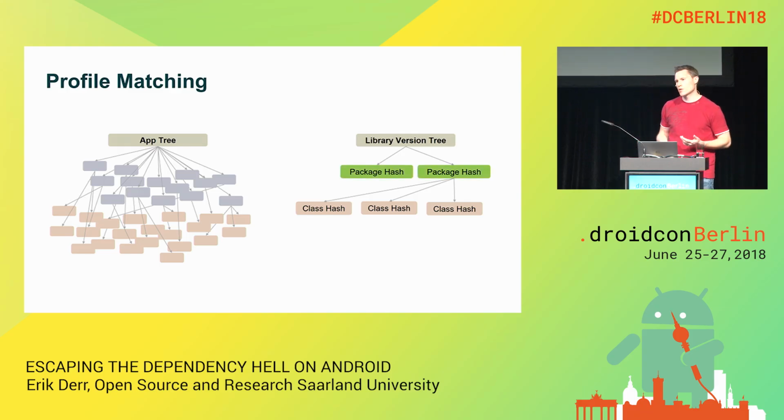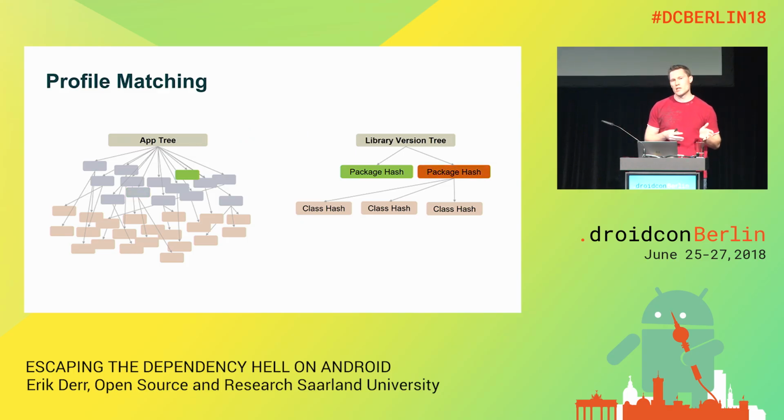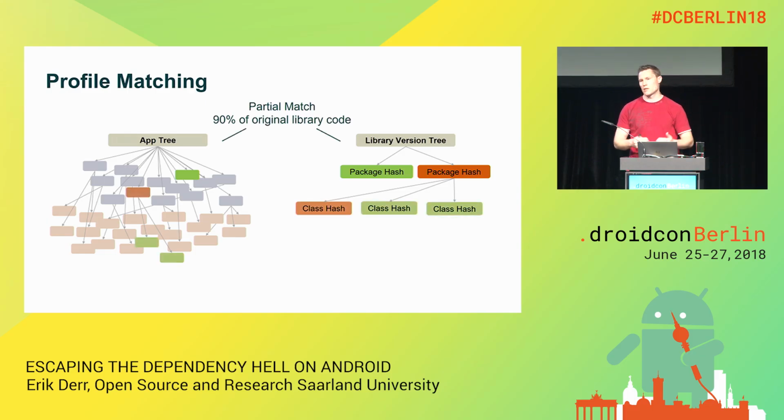And then we check for each library version. We take the package hashes and check if they are included in the application. That's simple. If they are in the application, we can already stop here because we have a full match, meaning that the complete library version is included in the application. In case of a partial match, we can go one level deeper, checking basically if the classes are included in the application. In that case, we would see 2 out of 3 classes and would then be able to report a partial match. For instance, the third class has been stripped by code elimination. And additionally, we can also report the fraction of the original library code that is included in the application.